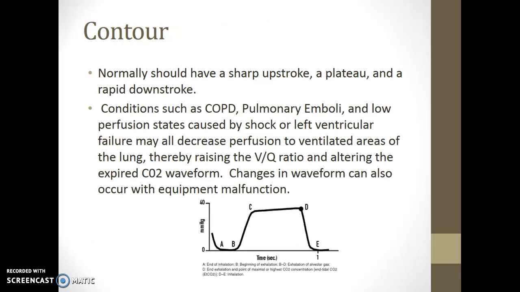The contour normally should have a sharp upstroke, so this point from B to C should be a sharp upstroke. It should have a plateau, which is C to D, and then it should have a rapid downstroke, which is D to E. Conditions such as COPD, pulmonary emboli, and low perfusion states caused by shock or left ventricular failure may all decrease perfusion to ventilated areas of the lung, and that will raise the VQ ratio, and it will also alter the expired CO2 waveform.